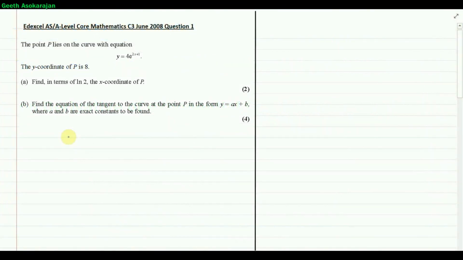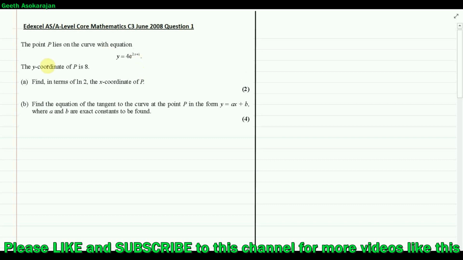Right, another past examination question. This was taken from Edexcel. It was a Core Mathematics C3 question from June 2008, and this was question number 1 from that paper. So let's have a read.